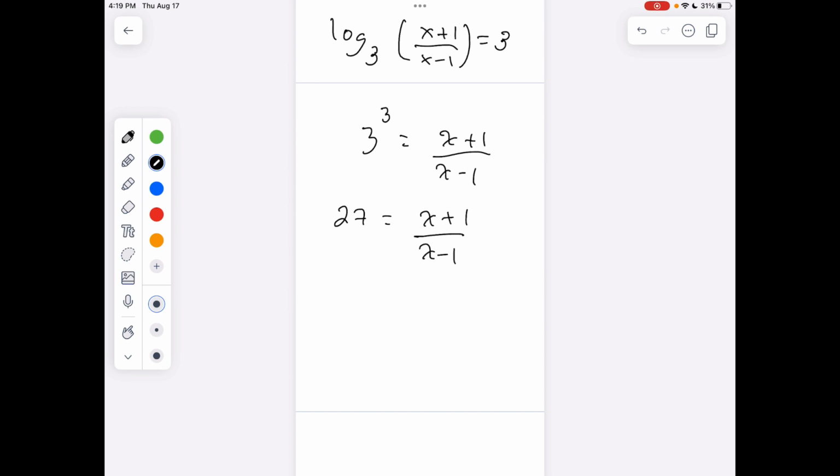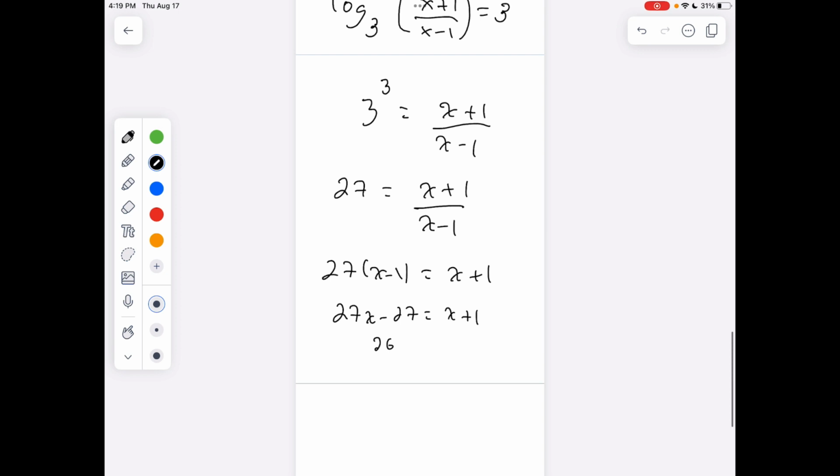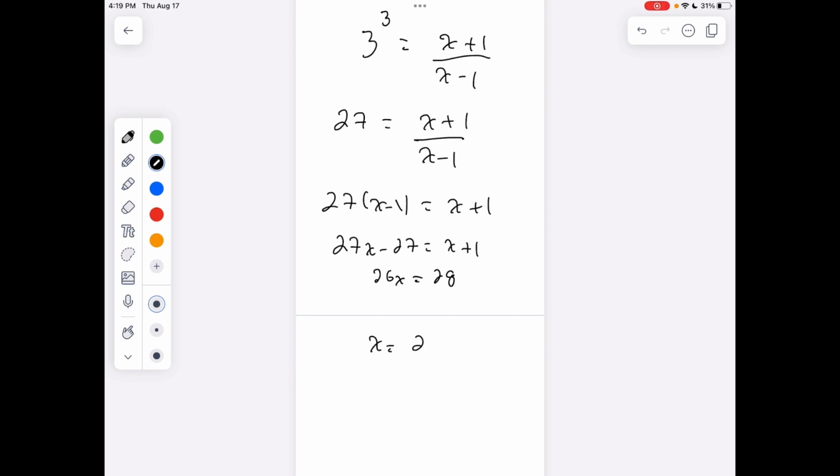And I could go ahead and multiply the x minus 1 on both sides. I usually don't want to work with variables in the denominator. You get 27x minus 27 equals x plus 1. So you get 26x equals 28. And x would equal 28 over 26, which would give you 14/13.